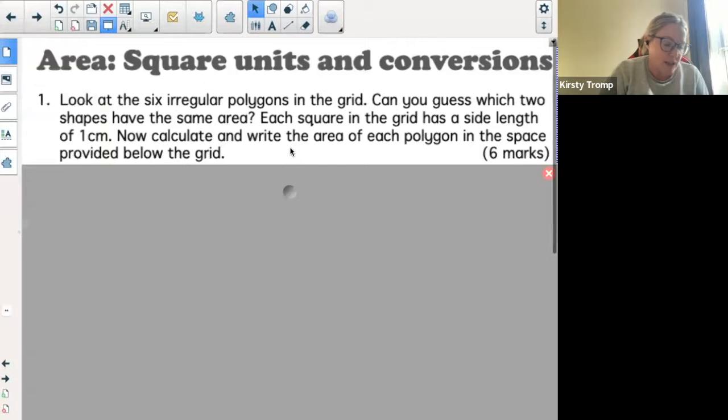Look at the 6 irregular polygons in the grid. Can you guess which 2 shapes have the same area? Each square in the grid has a length of 1 centimeter. Now calculate and write the area of each polygon in the space provided below the grid.